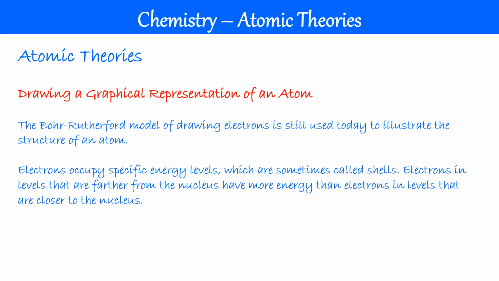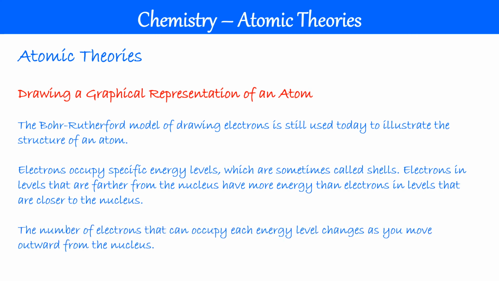Electrons occupy specific energy levels, which are sometimes called shells. Electrons in levels that are farther from the nucleus have more energy than electrons in levels that are closer to the nucleus. The number of electrons that can occupy each energy level changes as you move outward from the nucleus.